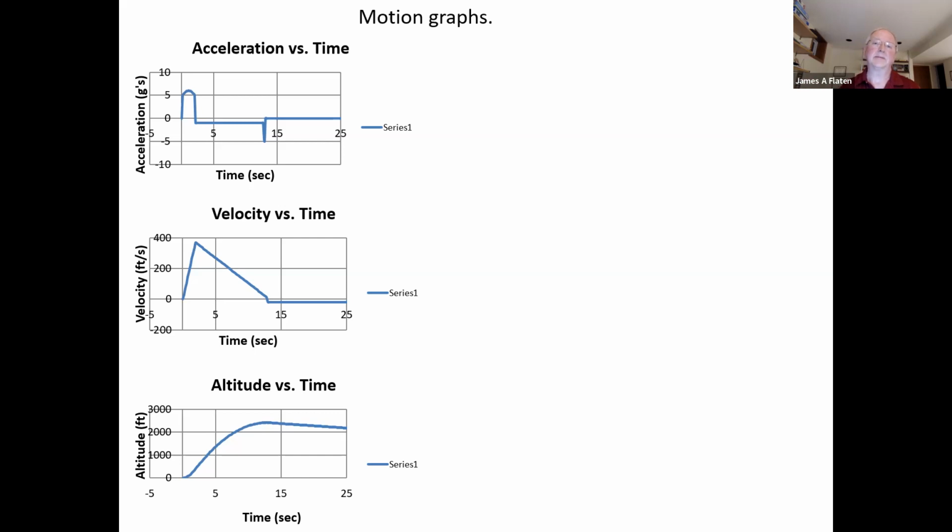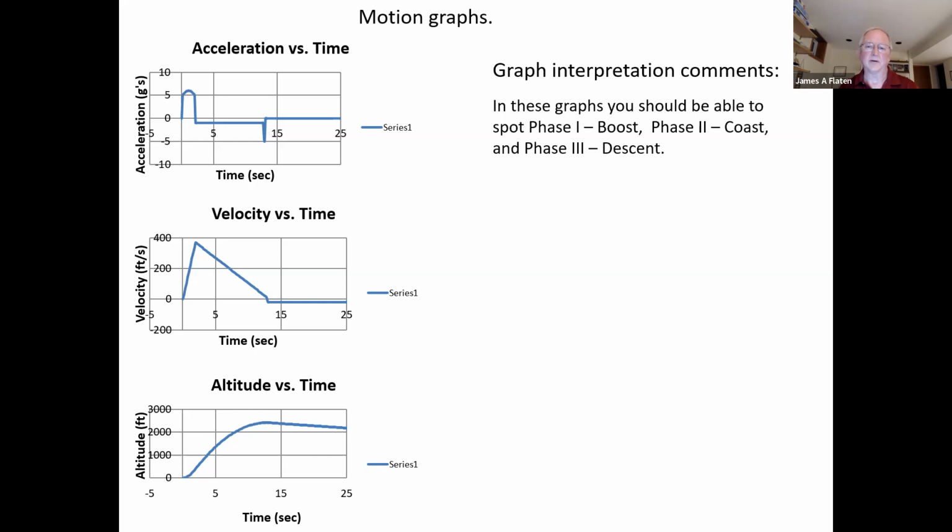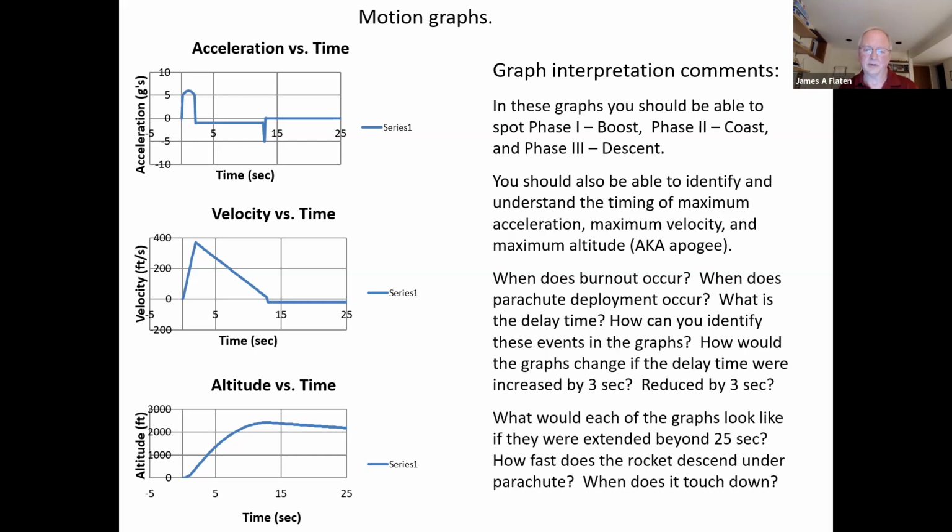So here are three typical graphs. Often these graphs are drawn superimposed upon one another, so you just have to be careful. Let me just point out that you can see phase one, that's the boosting time, the positive acceleration time. You can see phase two, that's the coasting time, the diminishing velocity time, or the negative acceleration time. And then you can see descent time, that's the zero acceleration time, or the negative velocity time.